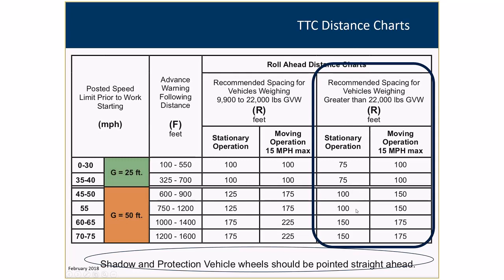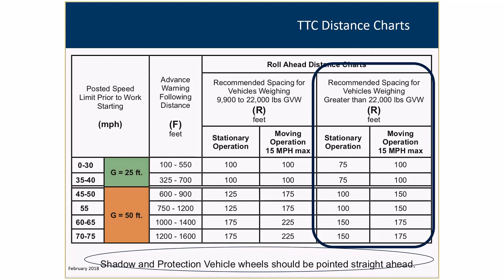Another key point that we put out here is that shadow and protection vehicle wheels should be pointed straight ahead. When these tests are done for these protection vehicles that have the trailer and truck-mounted attenuators on them, they are tested with the wheels pointing straight ahead. And so if you're not on a curve and you're in a tangent section, the best practice is to have the wheels pointed straight ahead so that when you get hit, you just move straight ahead.